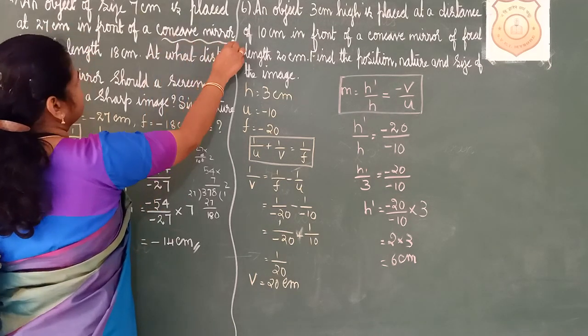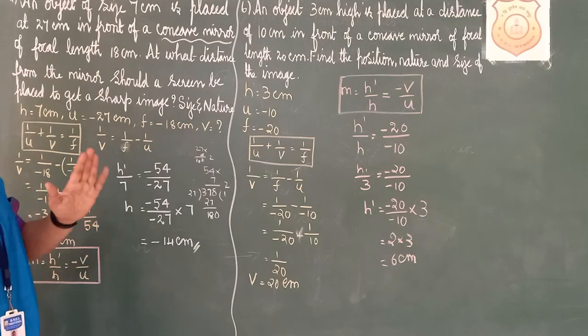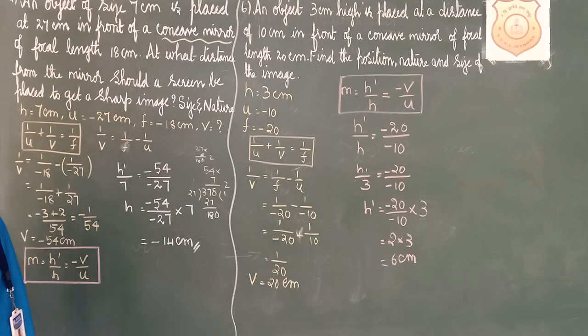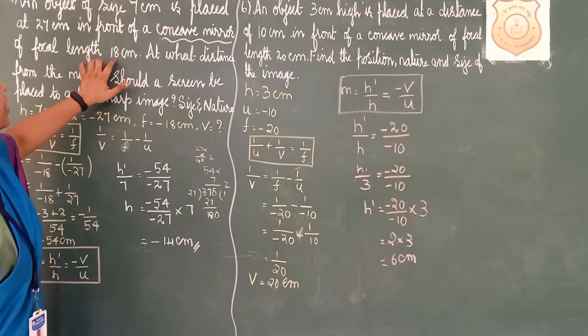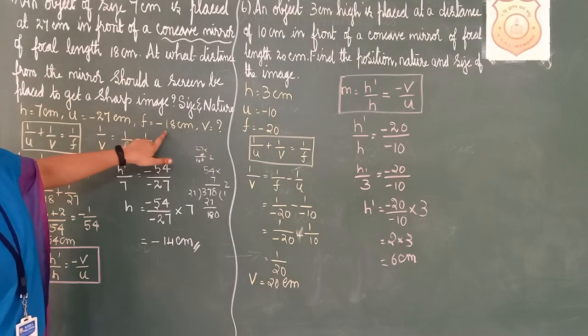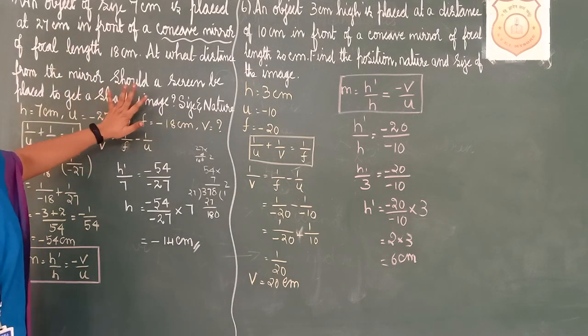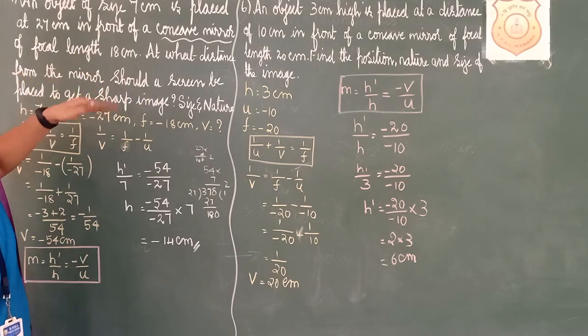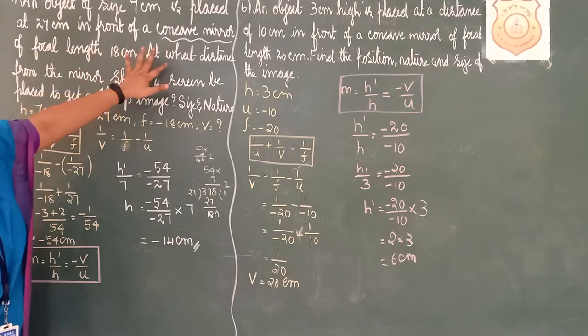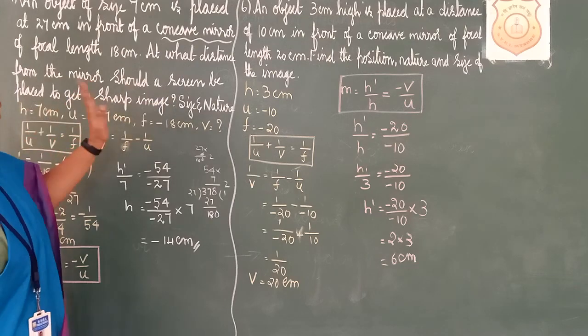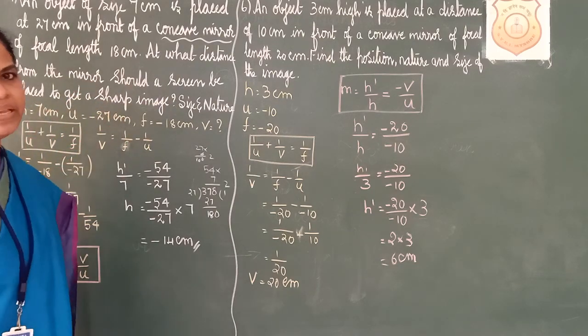Concave mirror, so f will be on the left-hand side. The focal length is 18 centimeters, so f is equal to minus 18 and u is equal to minus 27. It's clear, I think, same format only. At what distance from the mirror should a screen be placed to get a sharp image? Find the size and nature.